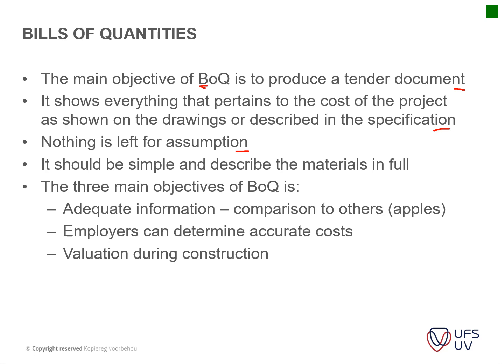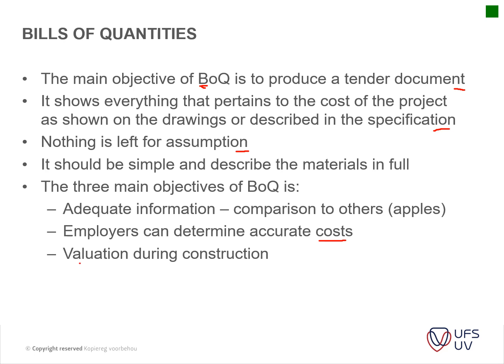Okay, it should be simple and describe the materials in full. So you should try and keep it as simple as possible. Then the three main objectives of the bills of quantities are to provide adequate information, comparison to others. The main thing again is to compare apples with apples. Employers can determine accurate costs. Obviously, you've got as much information as possible in your bills of quantities, so it should be very accurate.